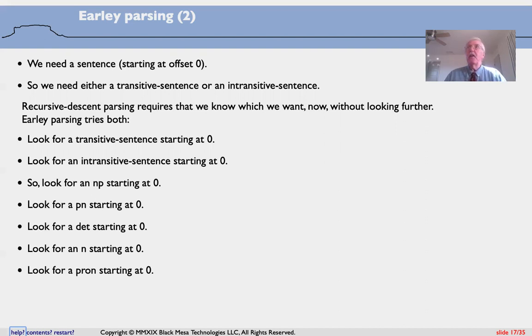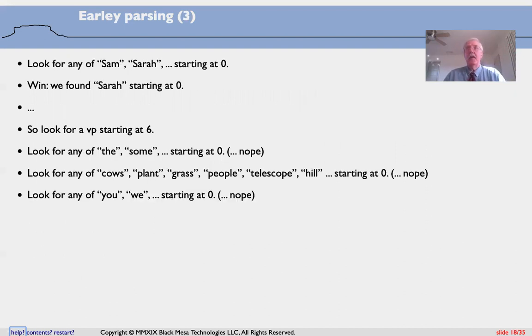And at this point, we're out of predictions. So far, we've had to look only at the grammar. And now the grammar tells us, well, look for any of Sam or Sarah or any other personal noun starting at 0. That's a concrete prediction. And we win. We found the word Sarah starting at offset 0.